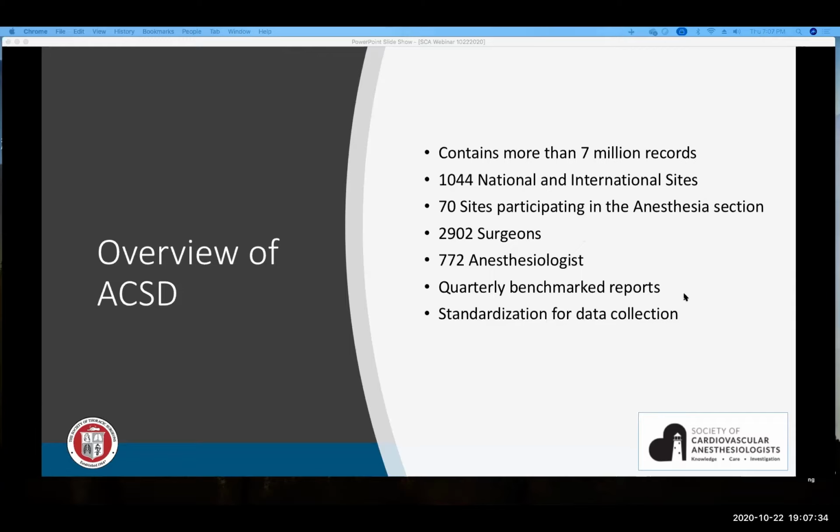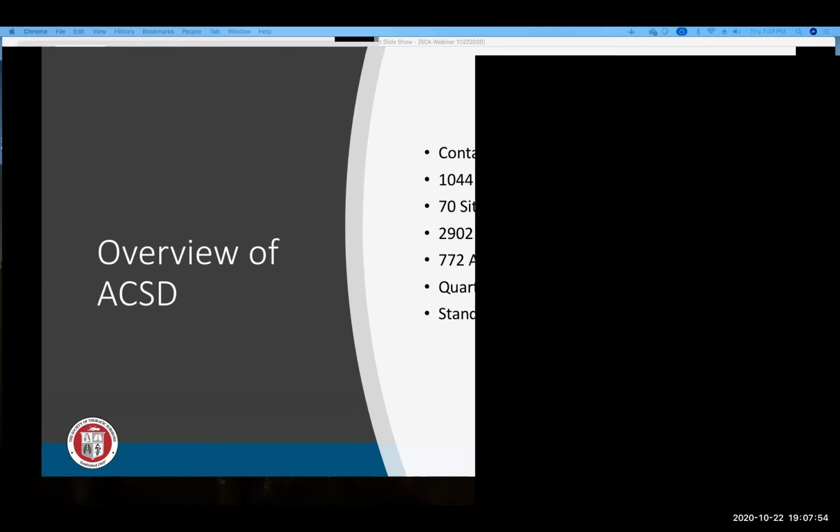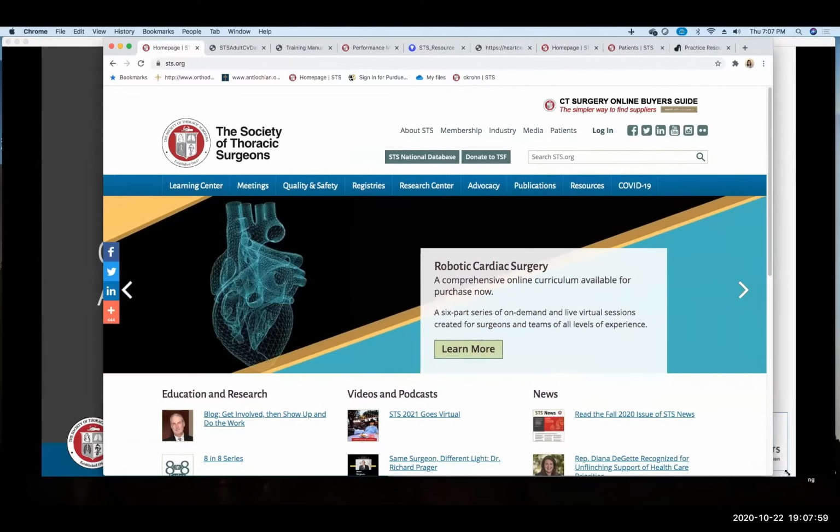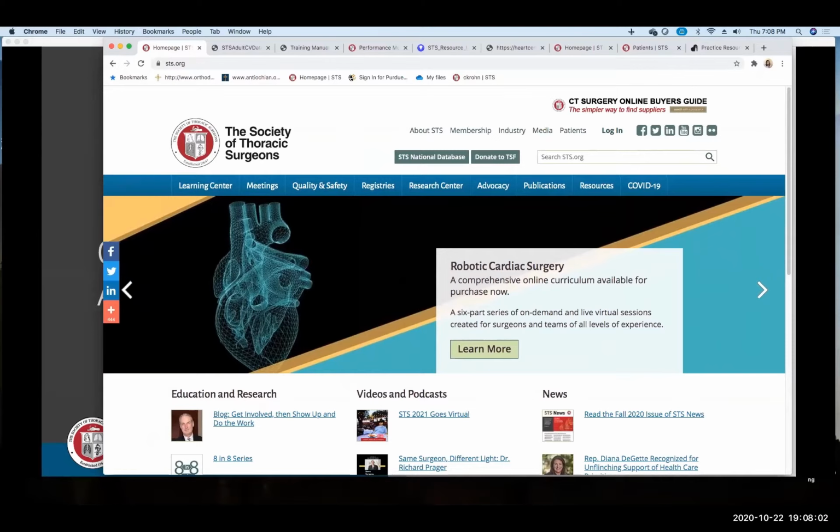We produce quarterly benchmarked reports, which we will get into in just a little bit. With the IQVIA transition, we now are presenting those in a dashboard format, and we are the basis for standardizing data collection across adult cardiac surgery patients. So we're going to walk through the data collection form briefly and touch more on the anesthesia section than we have in the previous webinar, which I'll show you where that's posted shortly.